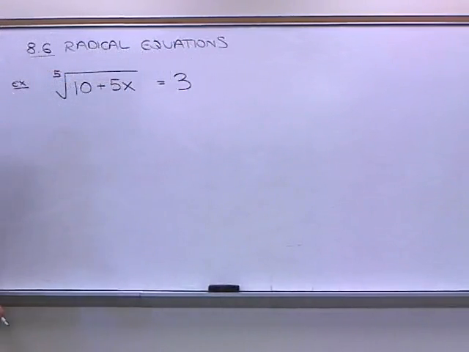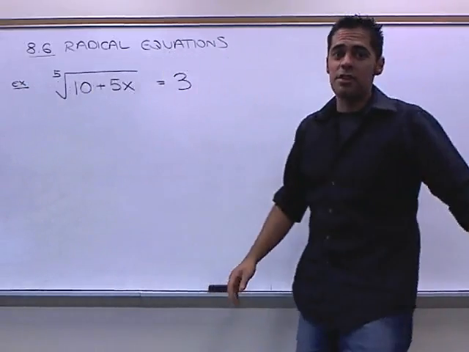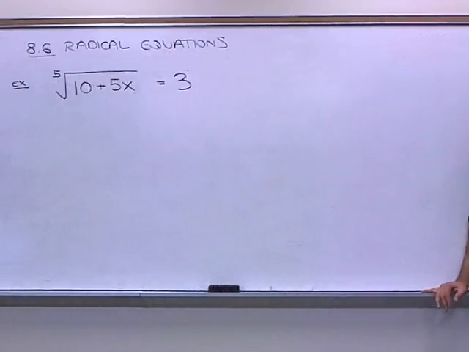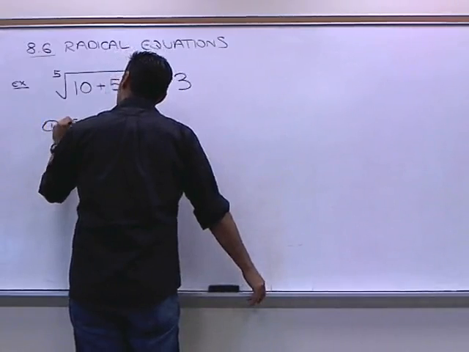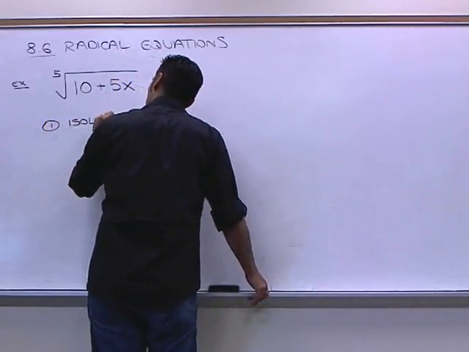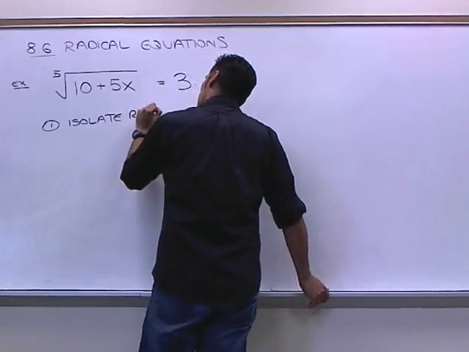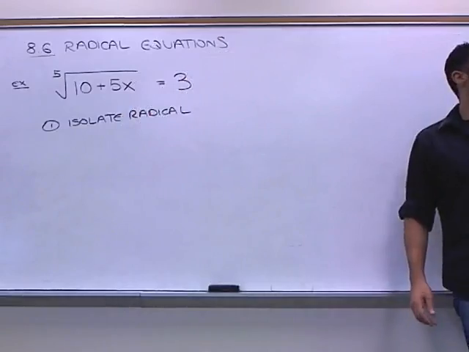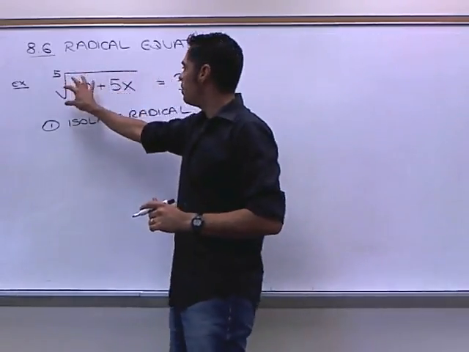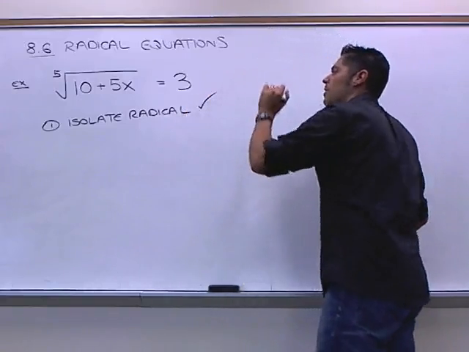So we're going to be asking ourselves the question, how do we solve this? It's the same thing. First step was always what with the square root equations? Isolate. So I'm going to isolate the radical. In this case, it's already isolated, isn't it? That radical's by itself on one side of the equation. So I'm good with that step.